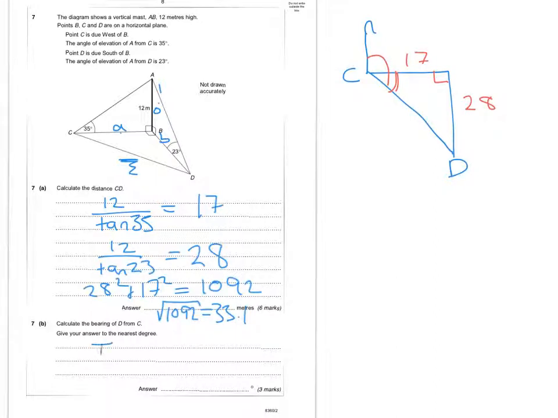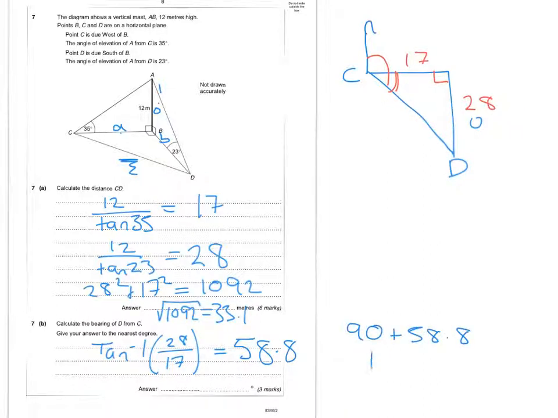So tan inverse of opposite, so it's 28 over 17 equals, from my calculator, 58.8 degrees. Turn that into a bearing, so it will be 90 plus 58.8, so it's 149, bearing of 149. Remember, bearings only have 3 digits, so we do not use the decimal point.